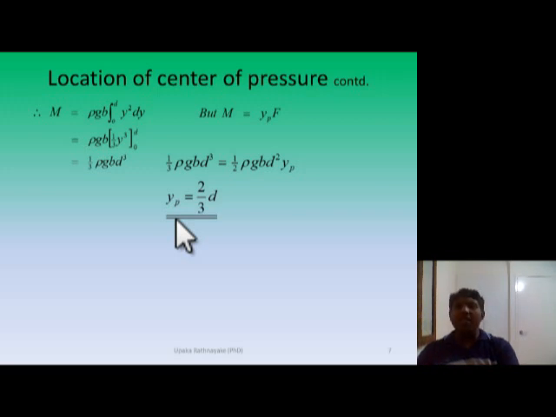Let us recall the learning outcomes of today's session. We started with finding the hydrostatic pressure force. Then we looked at a simple example, probably the simplest example. Then we found out the magnitude of the resultant force, direction of the resultant force, and the location of the resultant force.